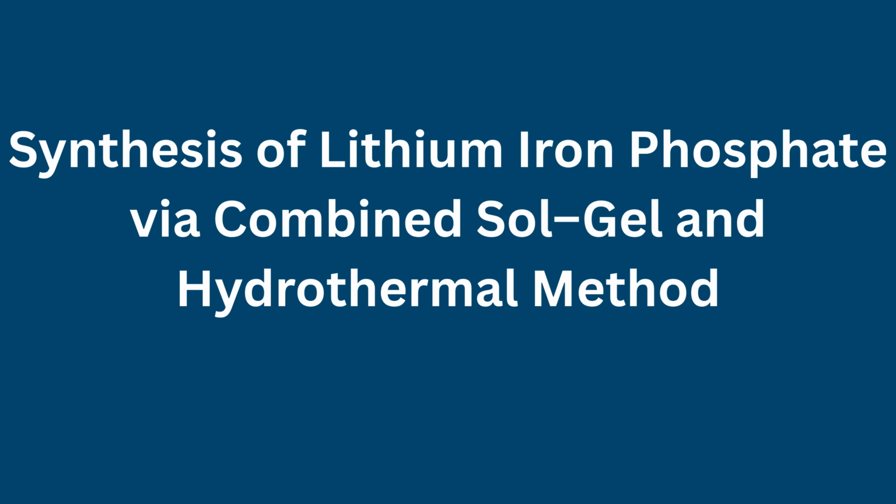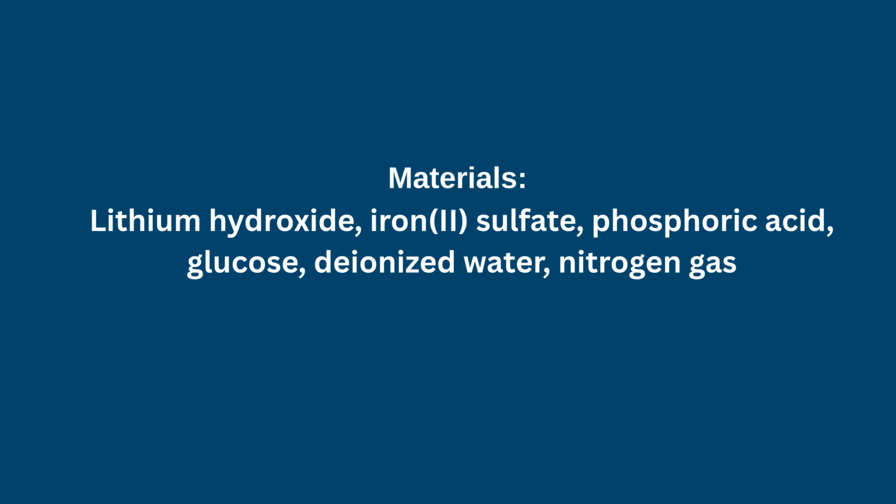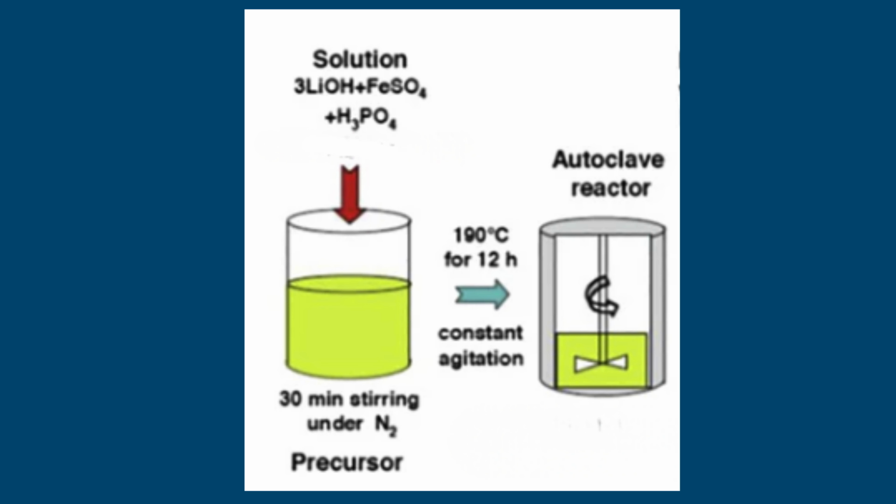Synthesis of lithium iron phosphate via combined Sol-gel and hydrothermal method. Materials: lithium hydroxide, iron(II) sulfate, phosphoric acid, glucose, deionized water, nitrogen gas. Procedure: stoichiometric amounts corresponding to a lithium to iron to phosphorus molar ratio of 3 to 1 to 1 were dissolved separately in 50 milliliters of deionized water.